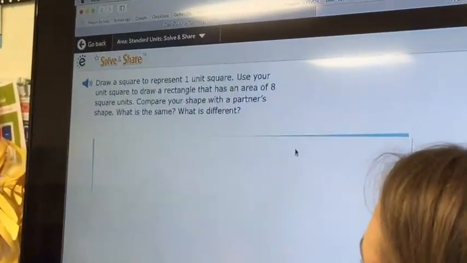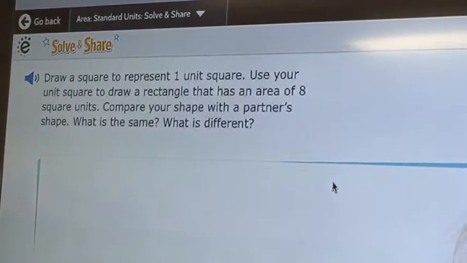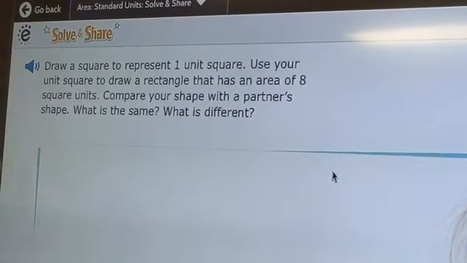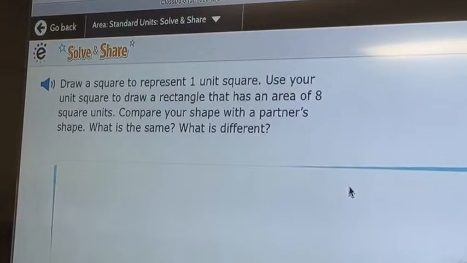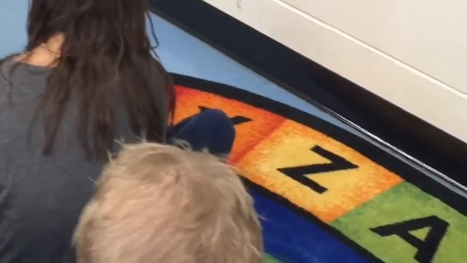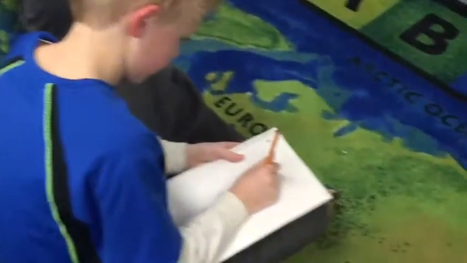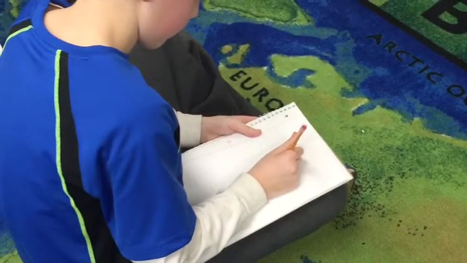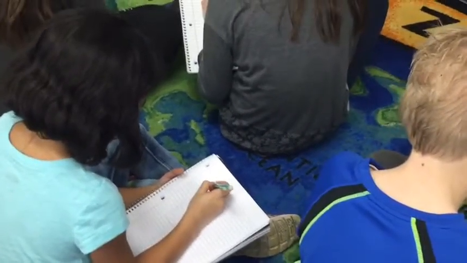Draw a square to represent 1 unit square. Use your unit square to draw a rectangle that has an area of 8 square units. And we're going to just do that part for now. So let's work on the first part of this problem. Now that students know what part of the problem to work on, I'm just going to go around and look at their work and try to find a trend based on what I see they're doing for this problem.